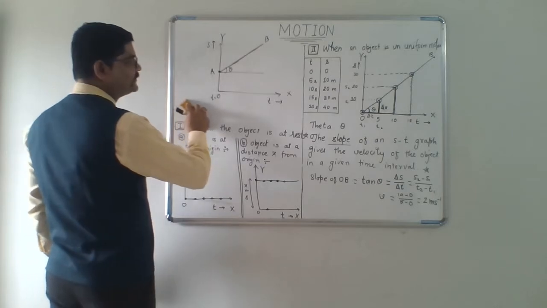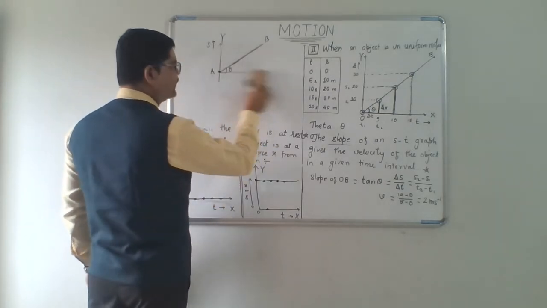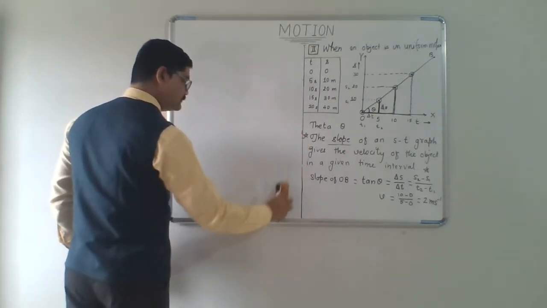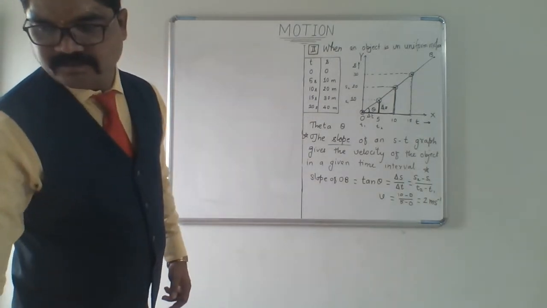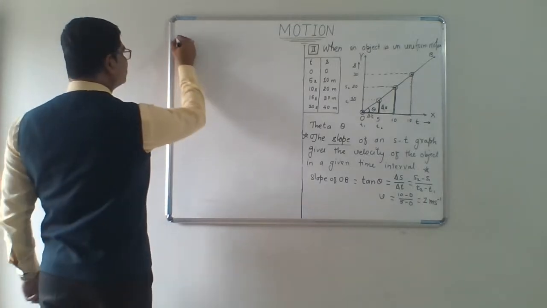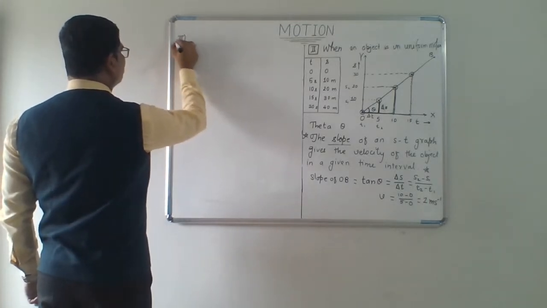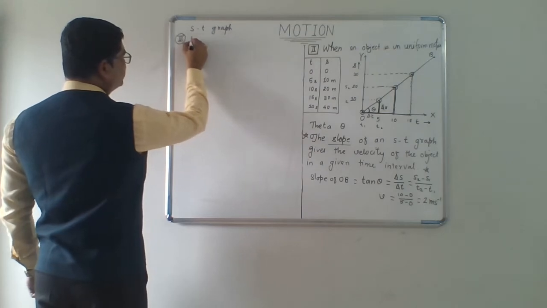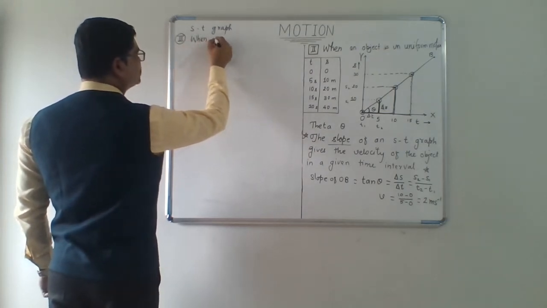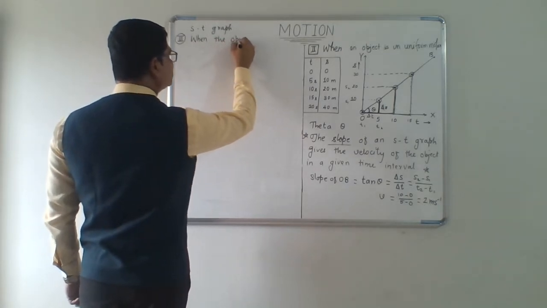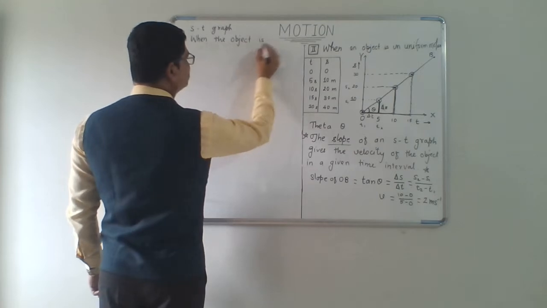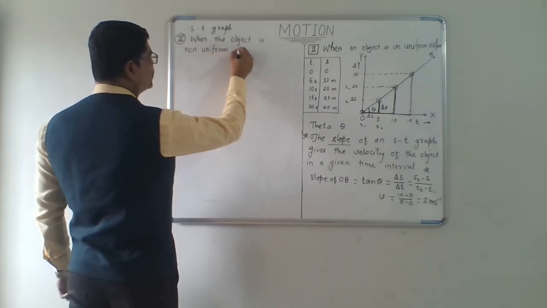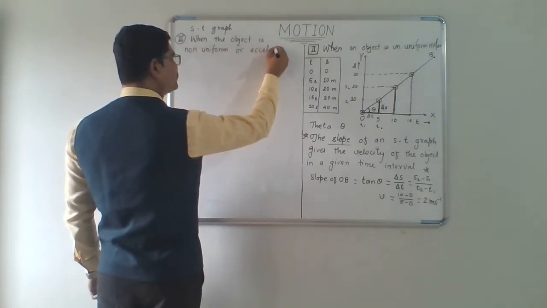Now, the third case that we can take is the ST graph, the position-time graph for an object when it is in non-uniform or accelerated motion.